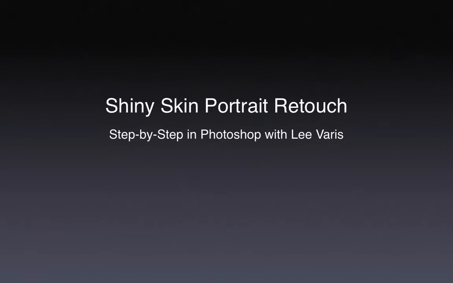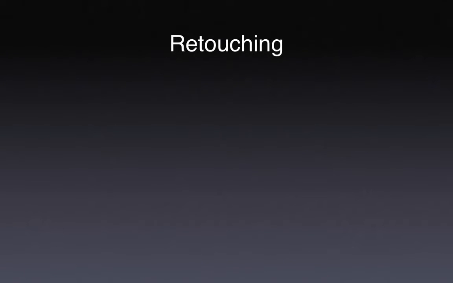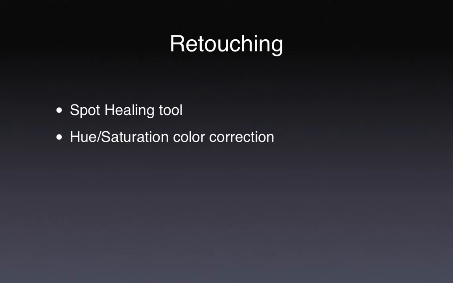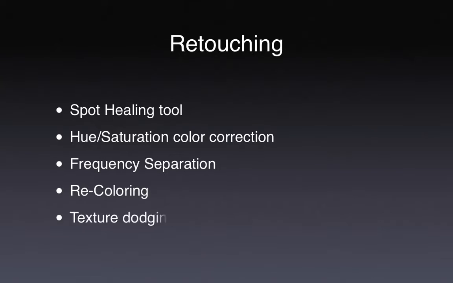We're going to examine a common problem in portraiture where the subject has somewhat oily skin and we want to tone down shiny highlights. This tutorial will examine the spot healing tool, a hue saturation color adjustment for uneven skin tone, but the primary technique we'll explore is frequency separation. We'll do some recoloring and some dodging and burning to even out skin texture and resculpt the face. So let's get started.